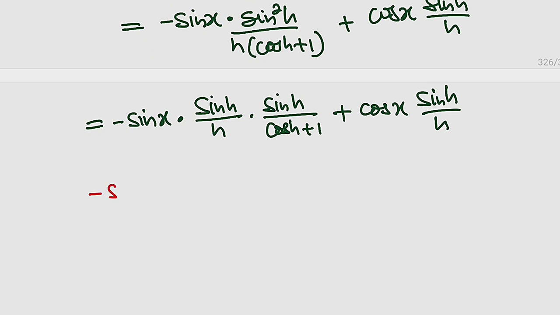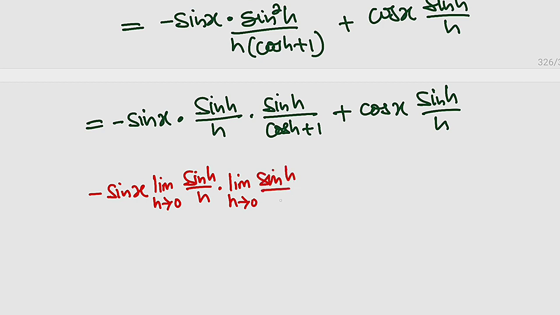So negative sine x is out because it has nothing to do with the limit. We are going to consider it as a constant, and the limit of a constant is still the constant. So we take the limit as h approaches 0 of the first expression, which is sine h over h. Then you multiply, you take the limit again as h approaches 0 of the second expression, which is sine h over cos h plus 1.